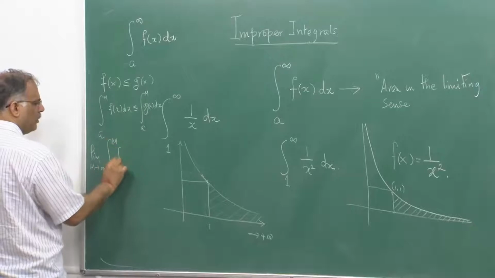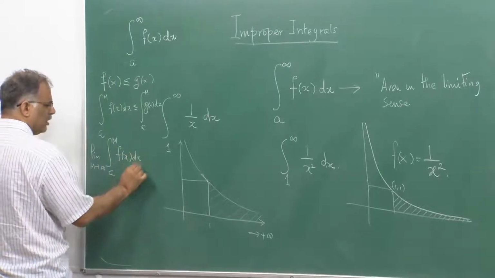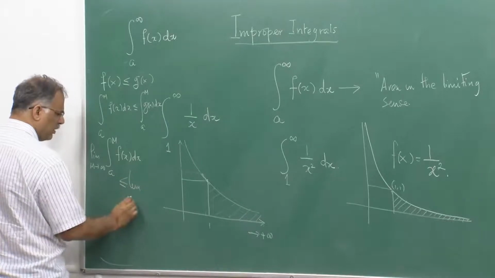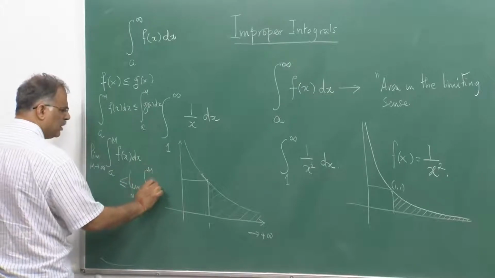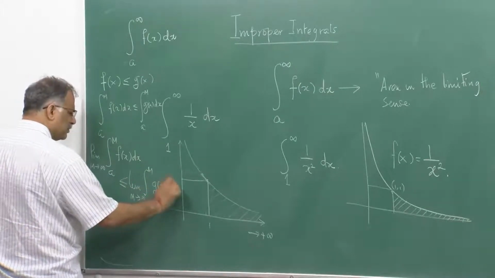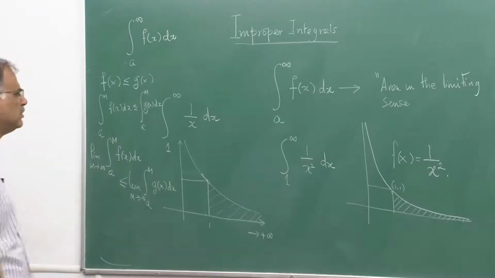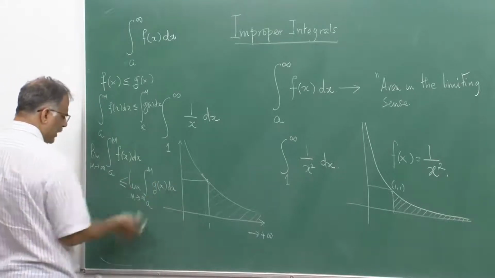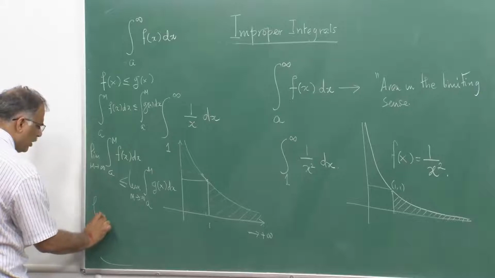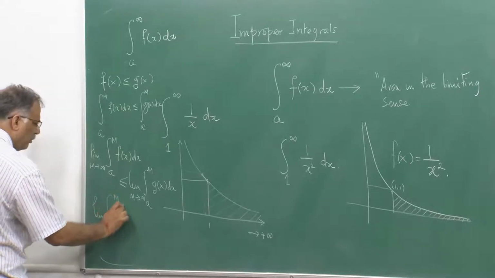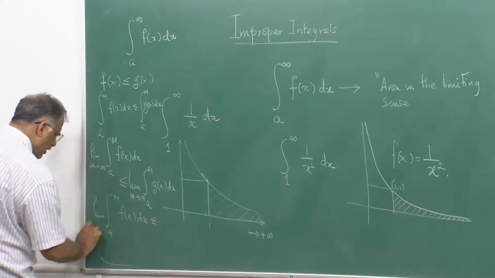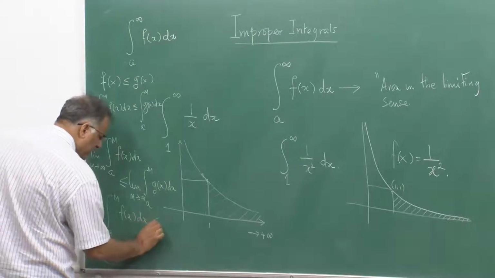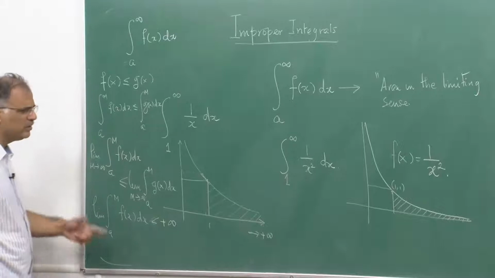Then the integral a to m f(x) dx is less than or equal to the limit as m tends to infinity of the integral a to m g(x) dx. Then what happens here? If this is finite, say this is finite, so this is strictly less than infinity. So, then the limit of the integral a to m f(x) dx, as m tends to infinity, is also strictly less than infinity. So, this is a finite quantity and hence it is also convergent.